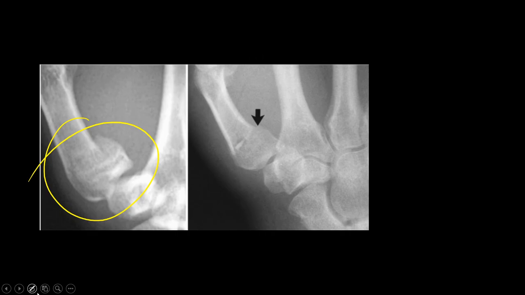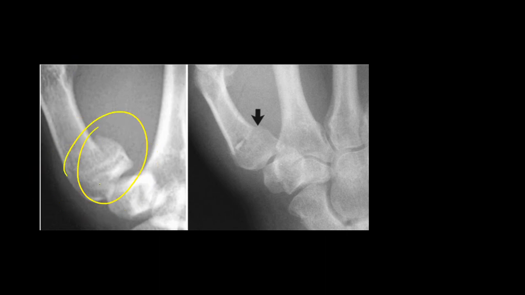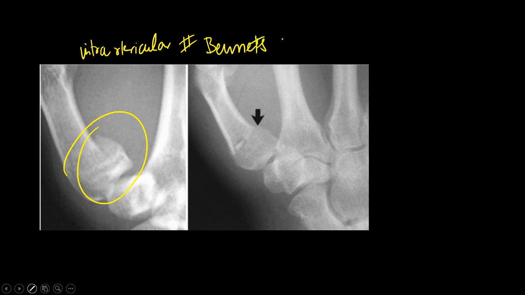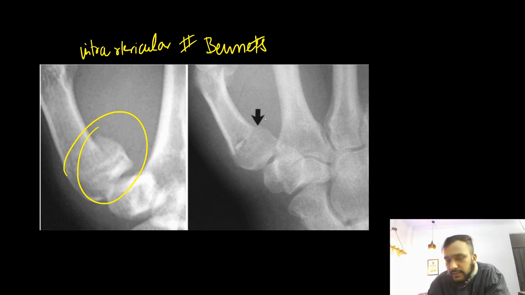Now let us see what our observations are. In the first image, guys, we can see that there is a fracture of the proximal end of the first metacarpal, and it is extending into the articular surface. So this is the intra-articular fracture of the proximal end of first metacarpal. So this is known as Bennett's fracture. If this would have been a comminuted fracture, we would have called it a Rolando fracture.